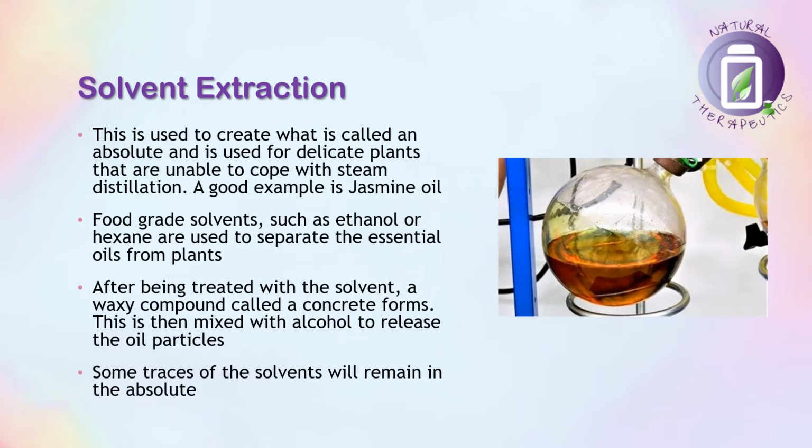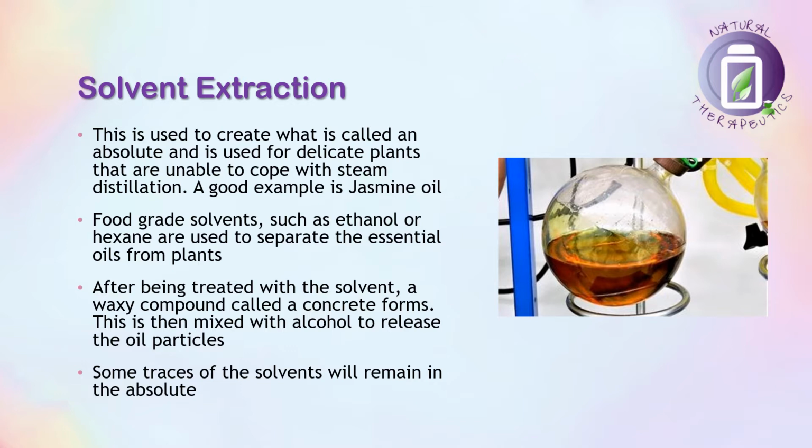Solvent extraction is another method, and this is used to create what is called an absolute, and used for delicate plants that are unable to cope with steam distillation. So if you think of jasmine oil, a jasmine flower is so tiny and so delicate, it will just fall apart in the steam distillation process. So it's extracted through solvent extraction, and is sold as jasmine absolute.